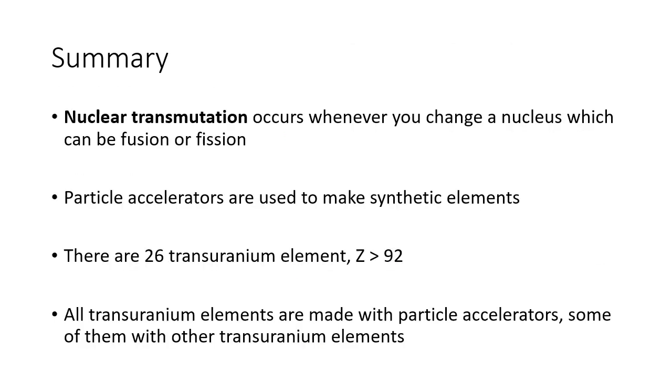To summarize, nuclear transmutation occurs whenever you change a nucleus, which can be from fusion or fission. Particle accelerators are used to make the synthetic elements. There are 26 transuranium elements where Z is greater than 92, and all transuranium elements are made with particle accelerators, some of them with other transuranium elements.